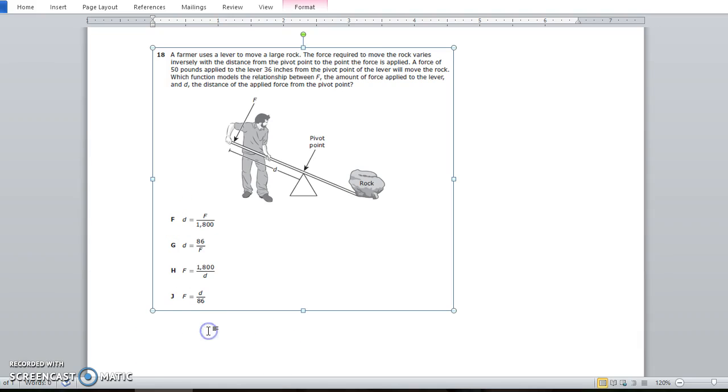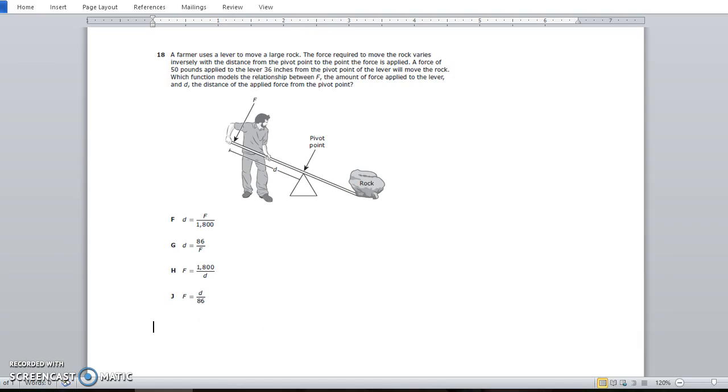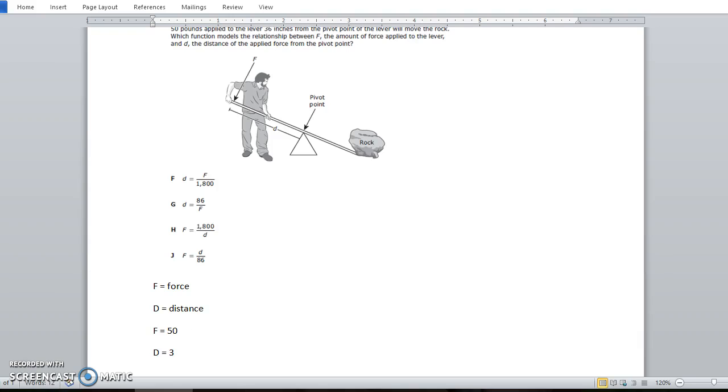Let's first make sure we know what all these variables stand for. F, they say, is the amount of force. So I'm just going to call that force. D stands for the distance of applied force. So D is the distance. So the other two clues they told me was that the actual situation is we're going to have a force of 50 pounds. So that's your first clue. F equals 50. And that's applied to the lever 36 inches from the lever. Okay, so the distance is 36 inches.